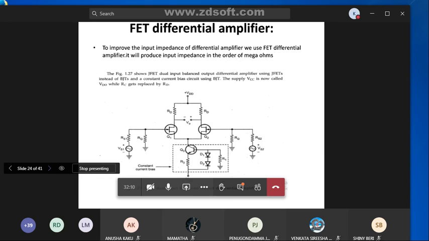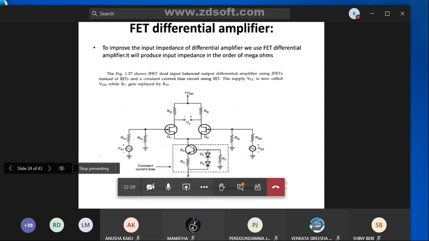Next, see here, it is a FET differential amplifier. Almost the concept is the same. To form a differential amplifier, we require two transistors. Here in the FET differential amplifier, we require two field effect transistors. So two collector resistors, right? Two emitter resistors. Everything is the same. But in the FET differential amplifier, we are using two field effect transistors.